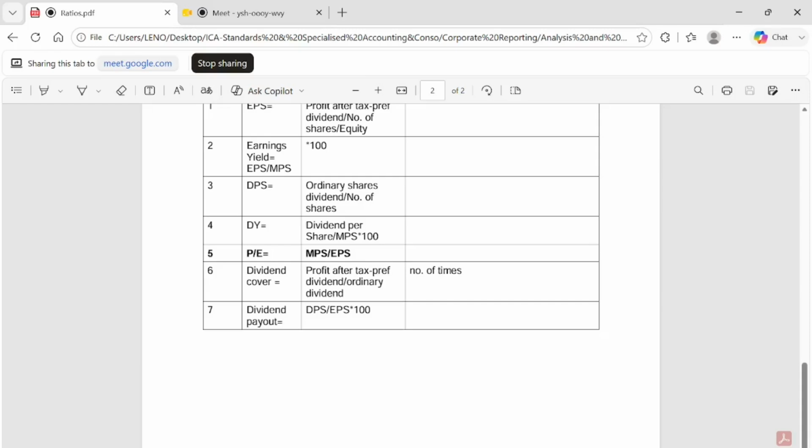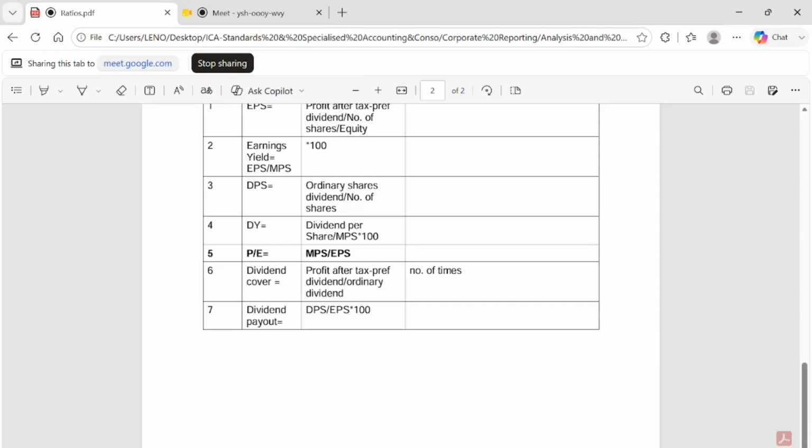So the dividend cover here means that you have profit after tax. Then you less the preferred dividend from it. So whatever is left is for the ordinary shareholders. Then you divide by the ordinary dividend.